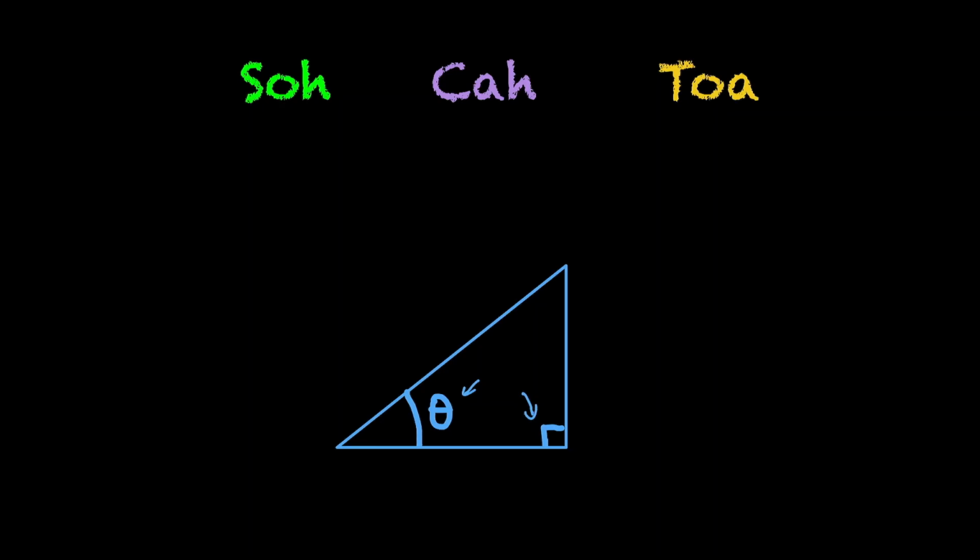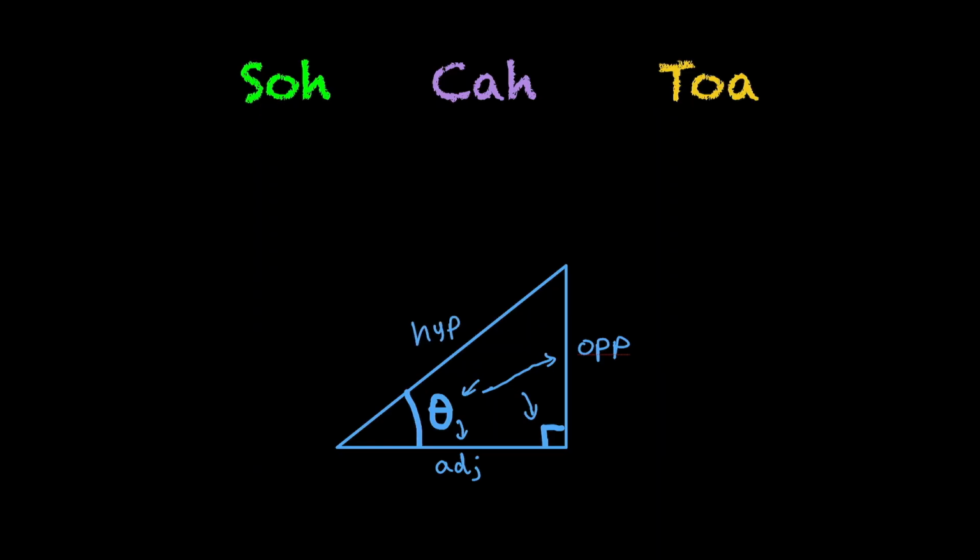There's a side opposite of it, across from that angle theta. We're going to call that the opposite side. I'm going to abbreviate that OPP for opposite. There's the side that's next to it, the shorter side next to it. That's called the adjacent side, which I'll abbreviate ADJ. And then there's the long side across from the 90-degree angle. We call that the hypotenuse, which I'll abbreviate HYP.